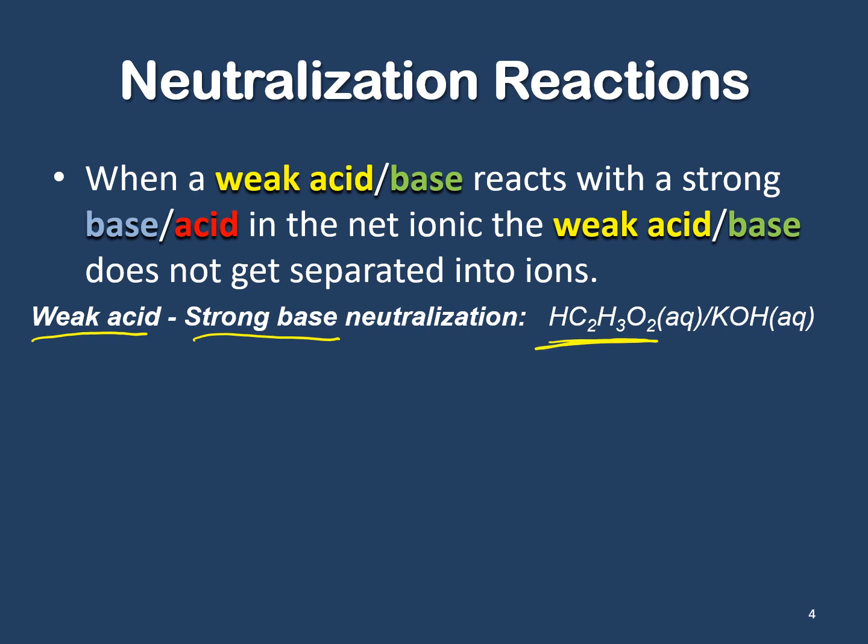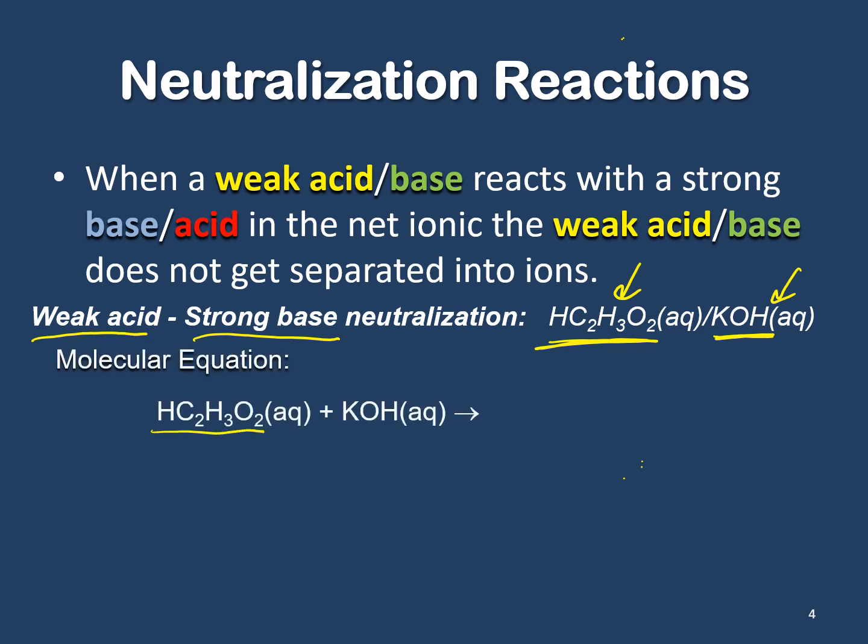Let's say acetic acid, HC2H3O2, reacting with KOH, potassium hydroxide. This is a strong base. This is a weak acid. Now, when we write out our molecular equation, we have this weak acid reacting with KOH. The K is going to attach to acetate, the OH is going to attach to H. We're going to get water and potassium acetate. Potassium acetate is a soluble ionic compound.